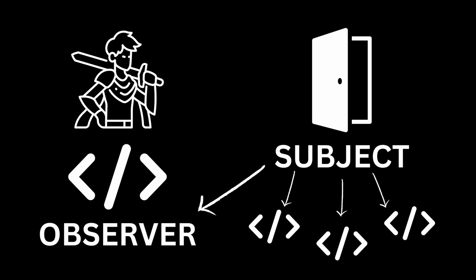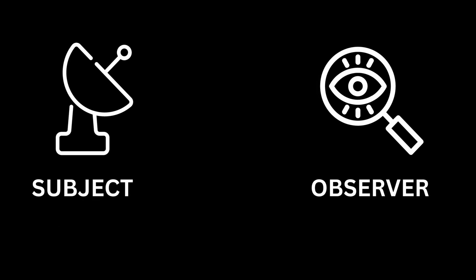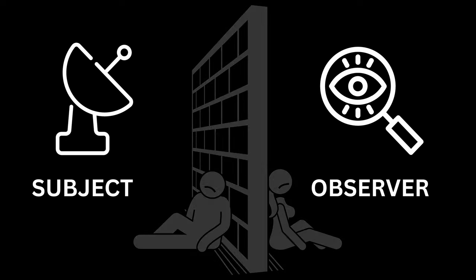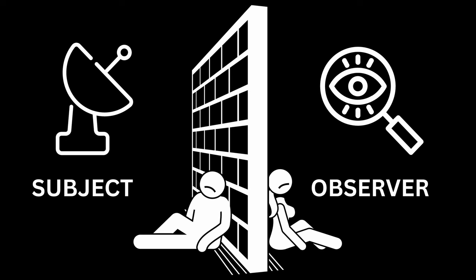This pattern is great for scalability. One subject can update many observers, making it easy to expand your game. It also means less tight coupling between components. The subject and observers operate independently, allowing for more flexible and maintainable code.